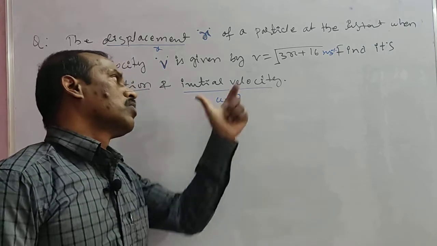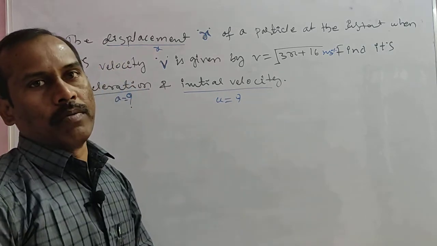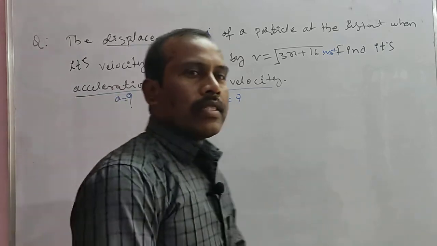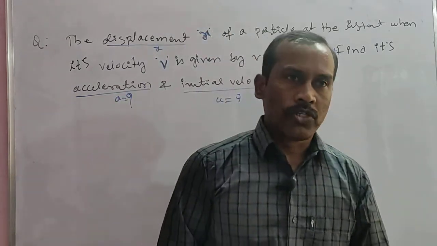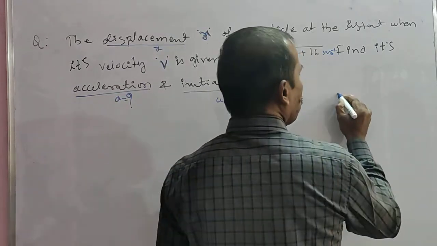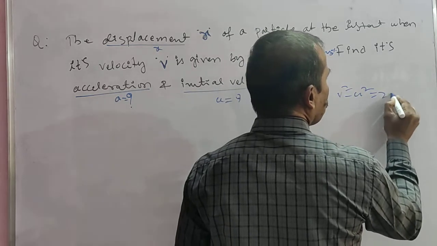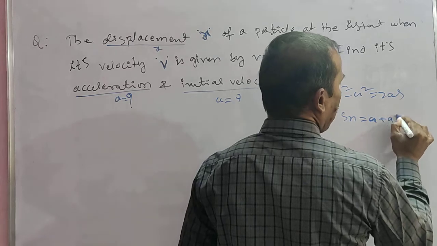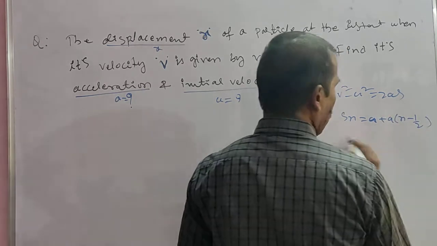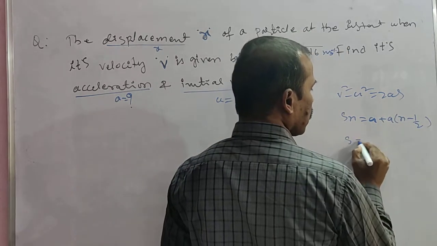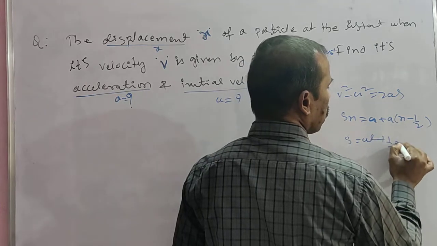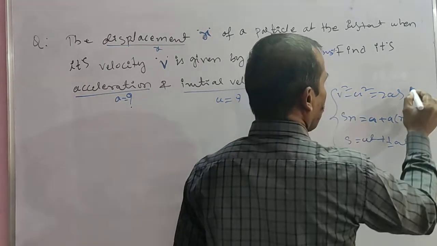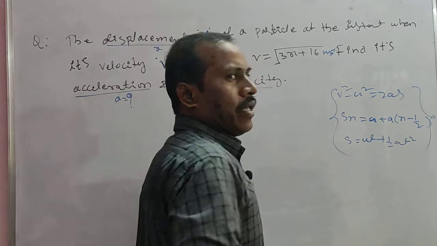How to solve this type of problem? First of all, the kinematic equations of motion. Here are three equations: v square minus u square is equal to 2as, Sn is equal to u plus a into (2n minus 1) by 2, and s is equal to ut plus half at square. These formulas are compared with the given problem.